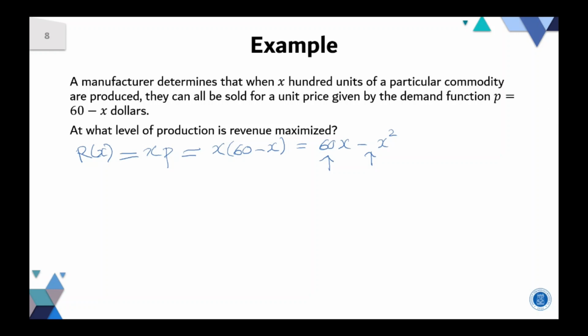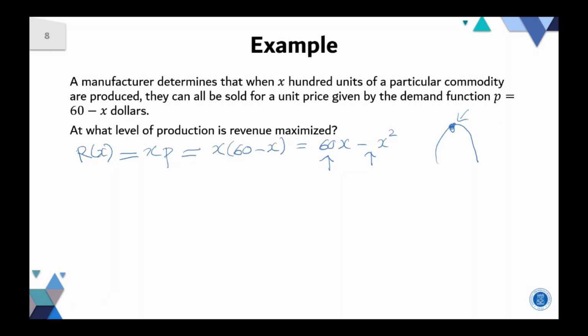And remember, the parabola opens up when a is positive and opens down when a is negative. So here we have a parabola which opens down. And when a parabola opens down, it has a peak, so its vertex is a peak. That's why we have a maximum revenue, because we have a peak.